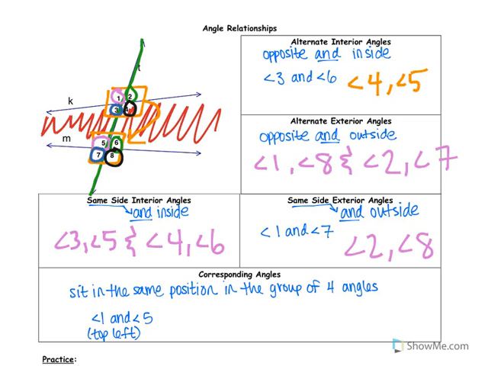Angle 1 and angle 5 are both on the top left. Angle 2 and angle 6, those are both on the top right of my group of 4. Angle 3 and angle 7, those are on the bottom left. And then last but not least, angle 4 and angle 8, those are on the bottom right. So there are 4 pairs of corresponding angles. Let's quickly do some practice together, and then hopefully you'll be ready to do your homework.